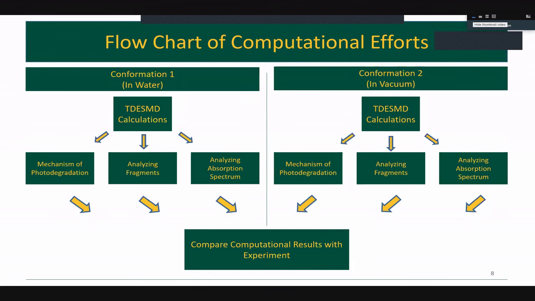Once again, the work is not complete yet, but this is more towards application of this process that was previously developed. I do want to give an overview. In general, we're going to have two conformations of this molecule. One is going to be in water. We're going to be looking at the mechanism of degradation, fragments. We're going to be analyzing the fragments and analyzing the absorption. The same thing will happen again with conformation 2, but it's in a vacuum, just to compare and see any differences that exist. In the end, we're going to be combining it and comparing with experimental results.